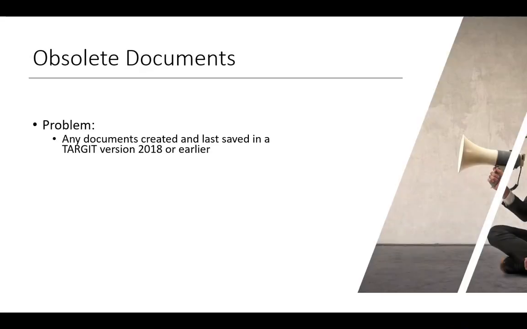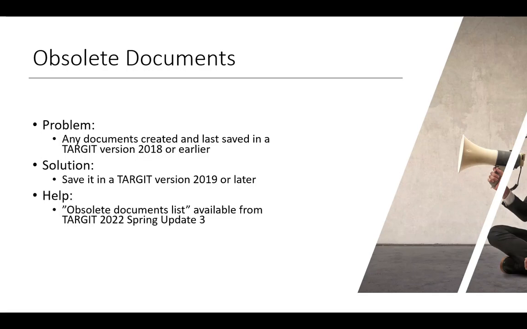Let's recap the issue with obsolete documents. It's when you have documents that have been created and last saved in a Target version 2018 or earlier, and the solution is to open it in a later version, Target version 2019 or later, and save it. If you do this in Target 2022 Spring Update 3 or later, you'll even get some help from the Obsolete Documents list. And when should you do this? Well, preferably as soon as possible.